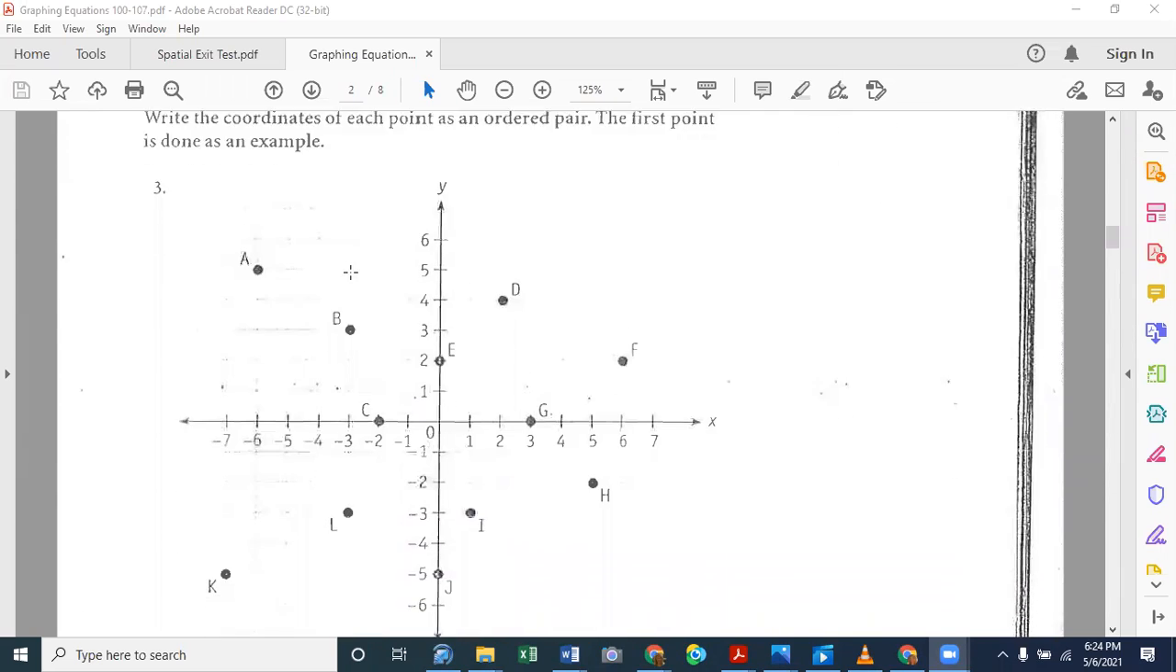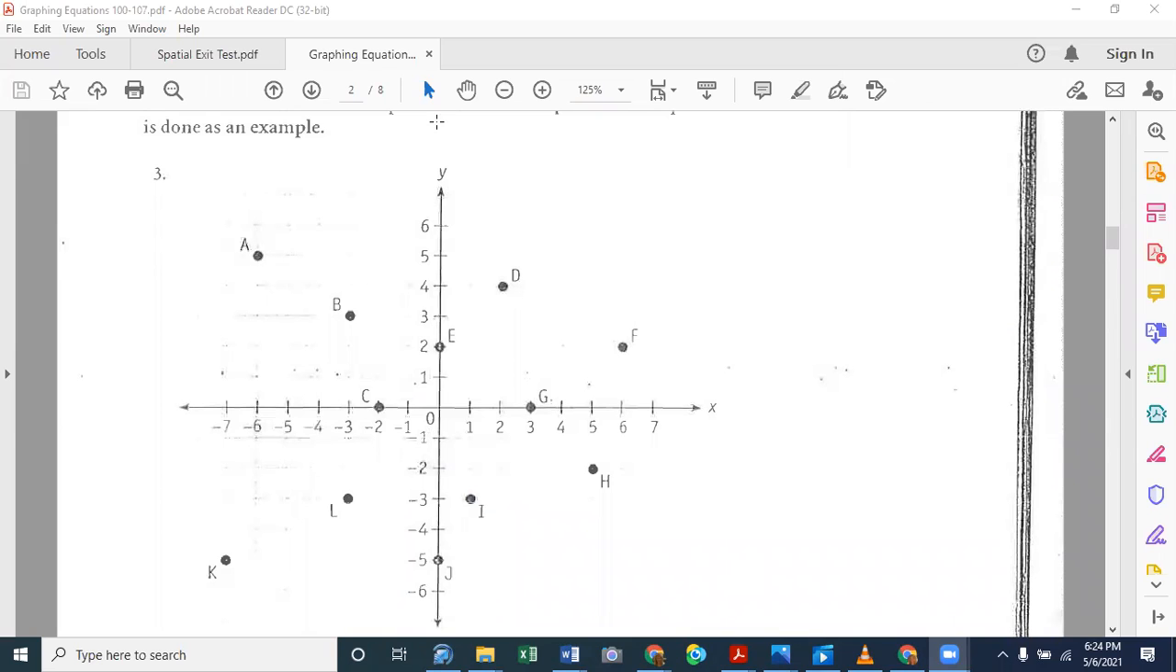Now they want you to write the coordinates of the points. So let's just do a couple. Let's do point A. So let me highlight that point for you. Right here, point A. Where is point A? Well, first we see how far left or right of 0 it is. We know it's in quadrant 2, so it's going to be to the left of 0, right here. It's at -6. Now we say how far up or down is it from 0? Well, it's up, right? So it's going to be positive, and you go up to where it hits the line here. It's at 5. So the coordinate would be -6, comma 5.